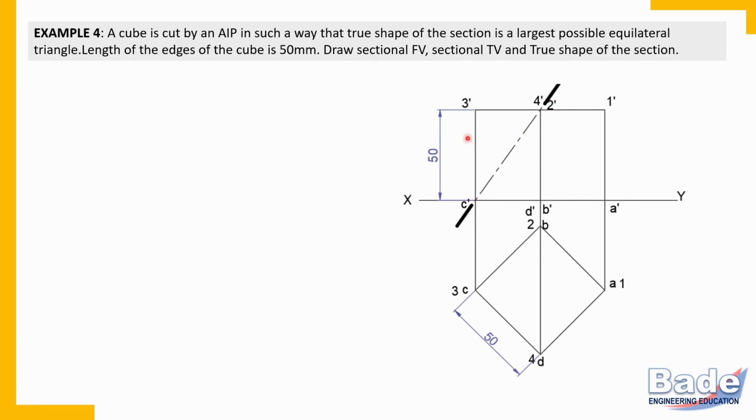Because if you draw the cutting plane line very close to 3, it will be a section triangle but a smaller triangle. If you go on increasing the distance of the cutting plane line from corner 3, then the true shape of the section will be a triangle and a bigger triangle, and again a larger triangle if you go on increasing the distance from corner 3. But you cannot have a distance more than this, because if you further move this cutting plane away from corner 3, then it will be a pentagon or hexagon. So this is the limiting position of the cutting plane that will give you a triangle. So you will get the largest possible equilateral triangle.